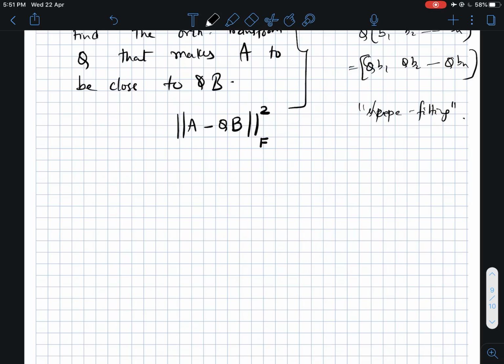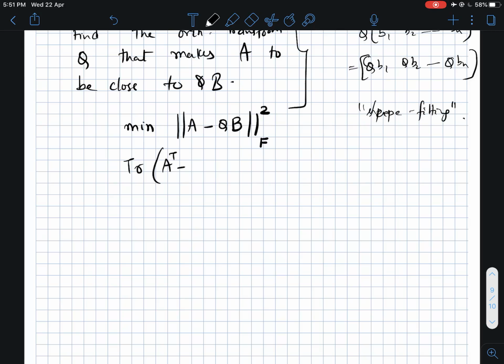So let's take that. I'm not even sure if this analysis is possible with the spectral norm. So let's take the Frobenius norm, A minus QB Frobenius norm whole square. I want to find Q such that this norm is minimized. Is that clear? Find Q such that the Frobenius norm of A minus QB, squared, is minimized.